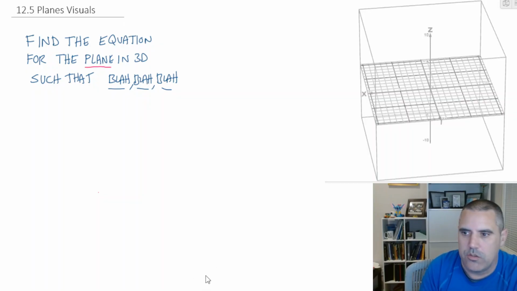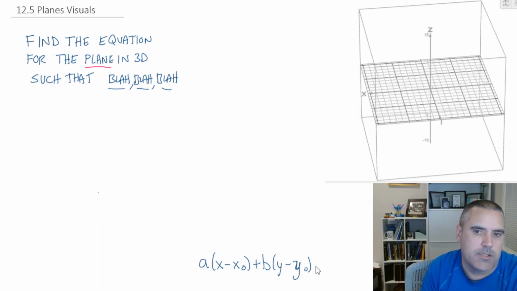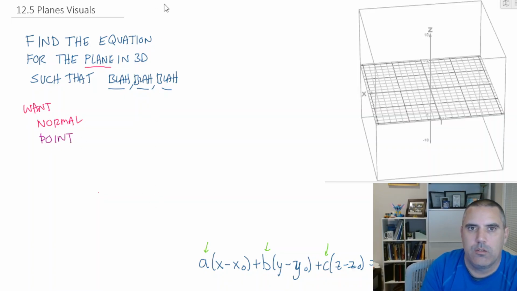At the bottom of the page, you're going to write this. And your job is to figure out 6 numbers. In my class, we talk about what those numbers represent, but there are these 3 numbers, which represent what is called a normal vector. So what you want is a normal vector and a point. A point on the plane and a normal vector.